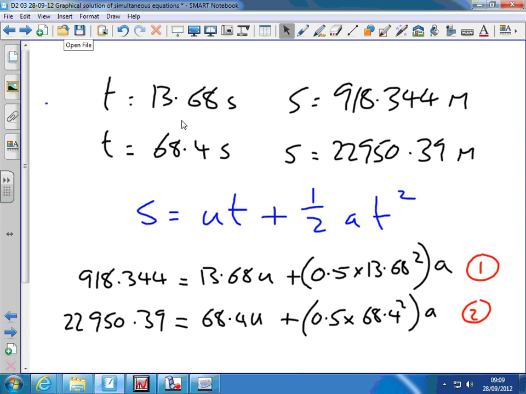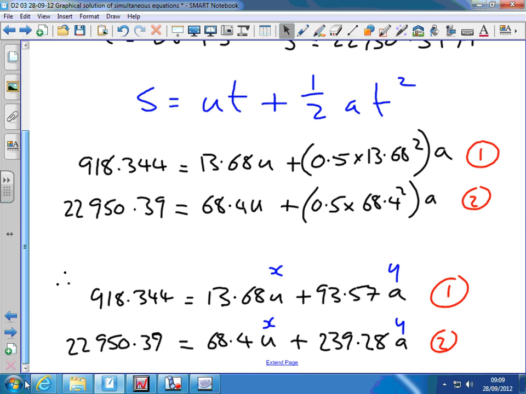So what have we got? We've got a function, here it is, and two situations. We know that when the time is one value, the displacement is 918 point something, and so on. So we've got two situations. We plug these into here to form two equations, 1 and 2.